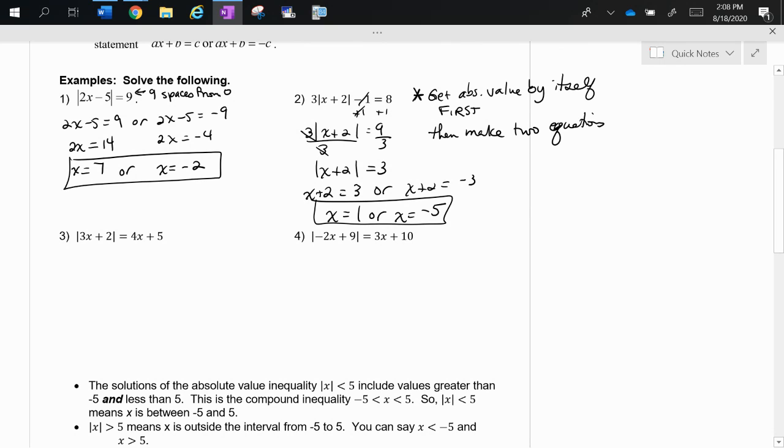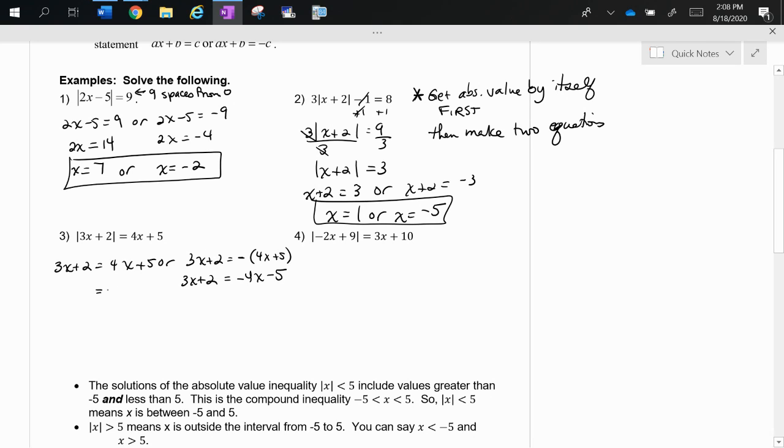Okay, let's go to the next one. These two are special because notice we've got an x on both sides, but we still have the absolute value sign by itself. That's what we want. Before we write our two equations, we want the absolute value to be by itself. So we want 3x plus 2 is equal to the positive 4x plus 5, or 3x plus 2 is equal to the opposite of 4x plus 5. And the opposite of 4x plus 5 is negative 4x minus 5.